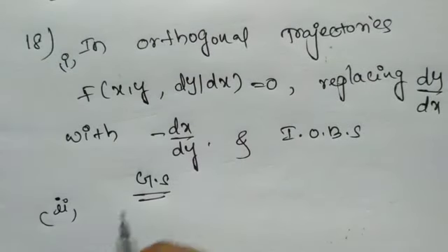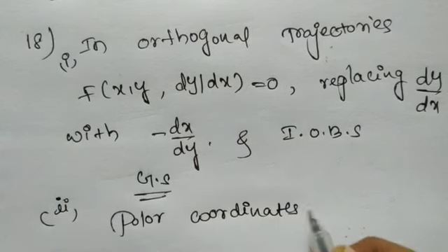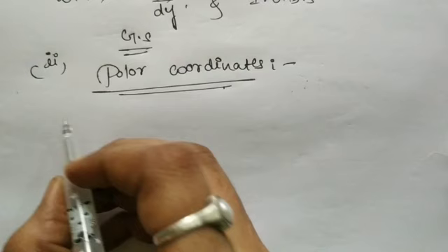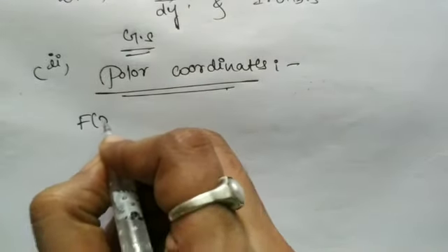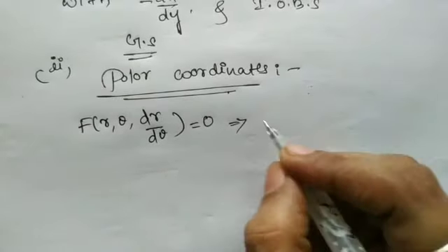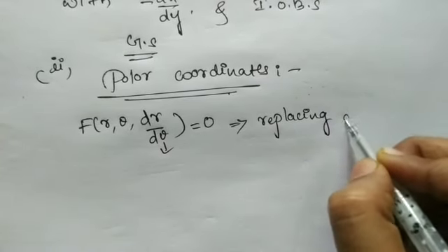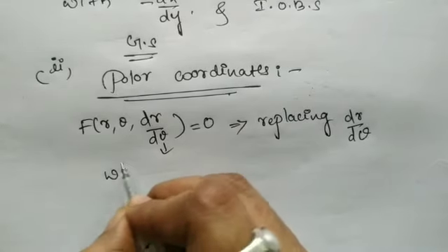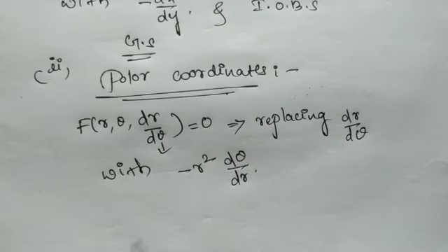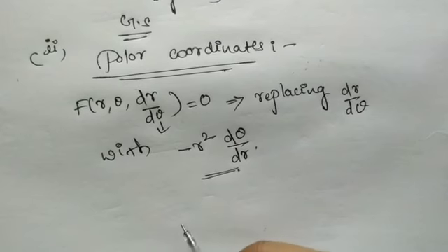Next case 2, orthogonal trajectories in polar coordinates. f of r comma theta comma dr by d theta equal to 0. Here replace dr by d theta with minus r square d theta by dr. So this is the form of orthogonal trajectories in polar coordinates.